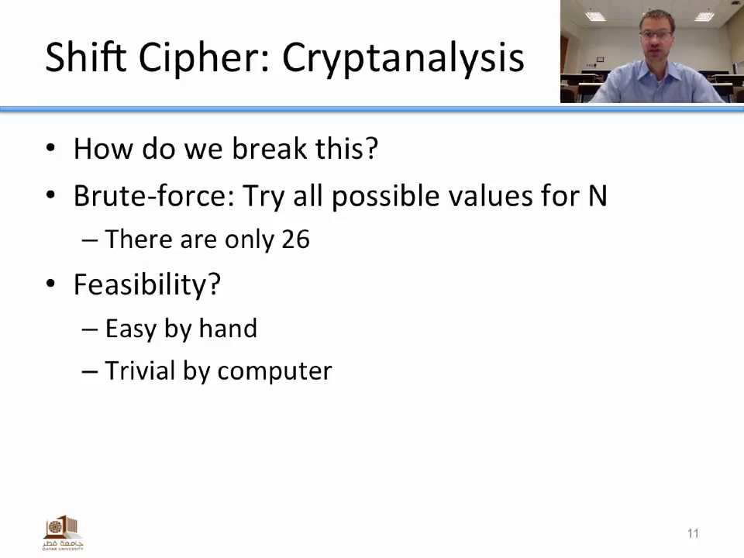It's really simple to encrypt and decrypt with, but the number of possible values for N is so small that someone could try all of them in order to figure out what you used, and it would be really easy for them to cryptanalyze that. So it's easy to do, but it's not very strong. Well, could we make it stronger?